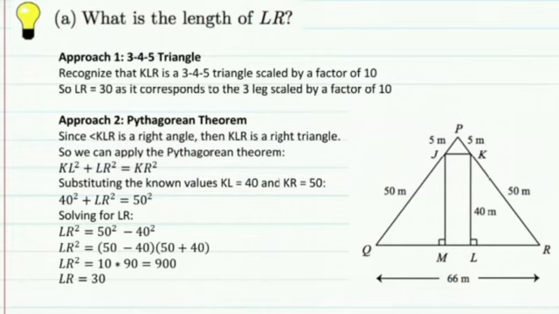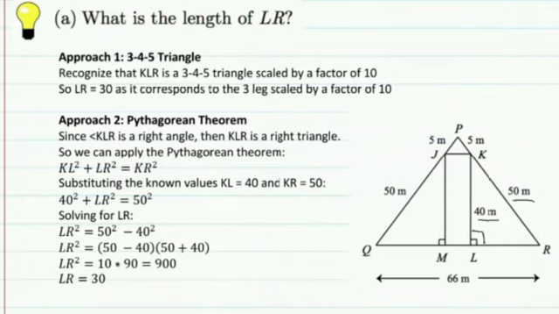We'll look at a couple of different approaches to solve this. First up, we'll look at using a 3-4-5 triangle. So let's first observe that angle KLR right here is a right angle, which means that triangle KLR is a right triangle. And this right triangle has a leg of length 40 and a hypotenuse of length 50.